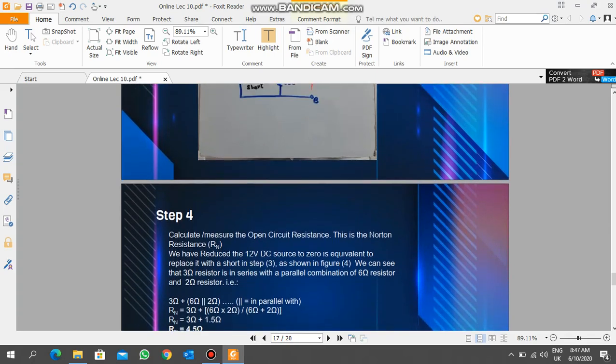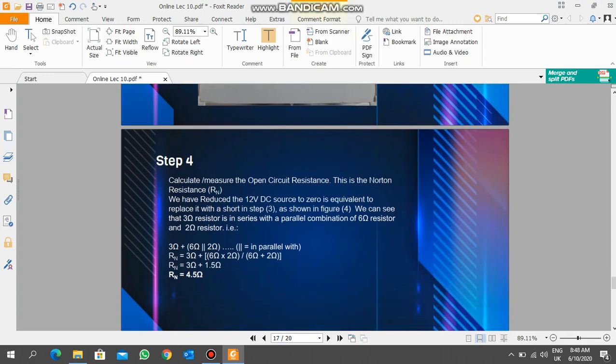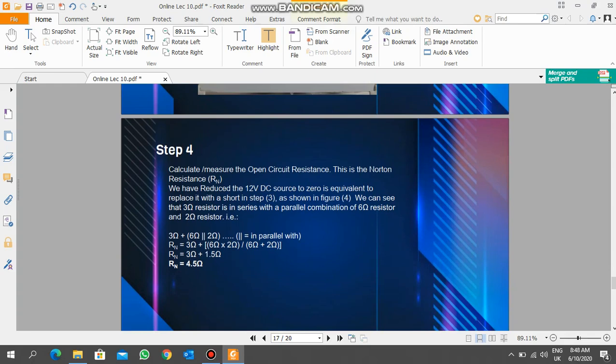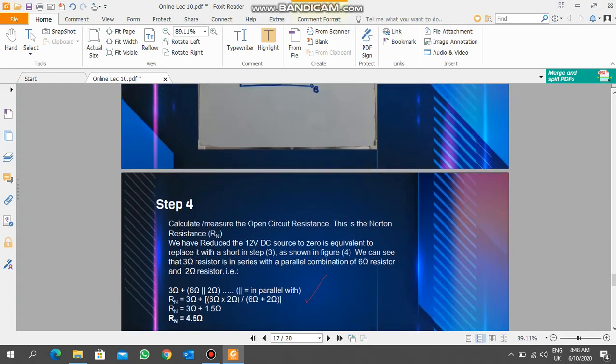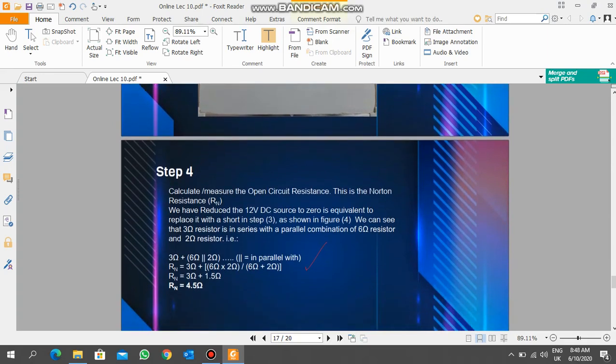Now we will find the total current. I is equal to V over RT. What is V? V is our voltage source, that is 12 volt, because we only have one voltage source, so that is 12. And what is RT? RT is 4, we just calculated. So IT will be 3 ampere.